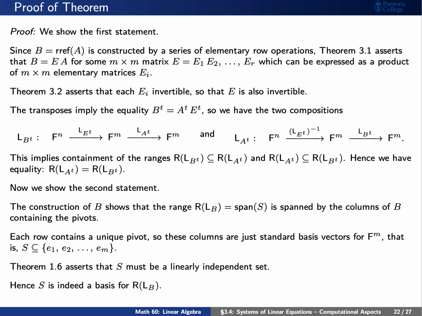Since each row contains a unique pivot, we know that the columns are really just a collection of standard basis vectors. Remember that we have a column that has 0 entries except for exactly one non-zero entry, which is a 1. That means that the columns are by definition just standard basis vectors. But because S is a subset of a linearly independent set, S itself must be a linearly independent set. But now we have a linearly independent set that spans the range, so S must indeed be a basis for the range of left multiplication by B.